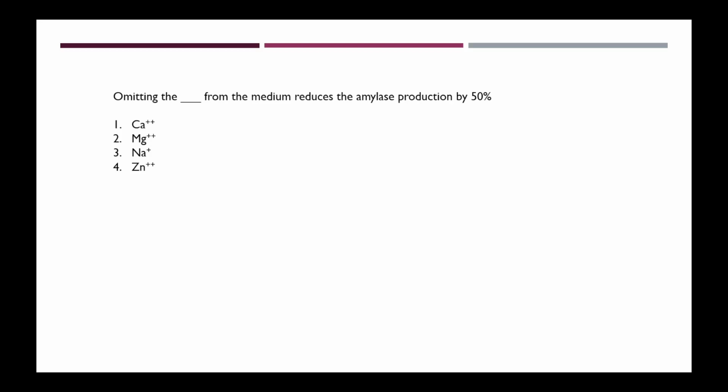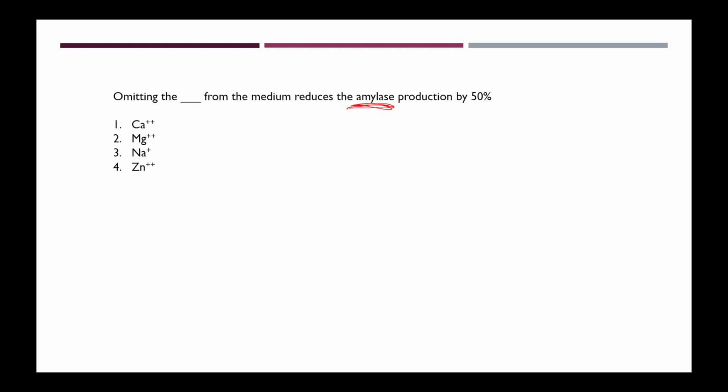For the amylase production, for any enzyme production, many things are given. Salts are given, medium is given, nitrogen sources are provided. In nitrogen sources, tryptone, peptone, everything is included. But a few ions also play important roles. So for the amylase production, which particular ion reduces the production by 50%?